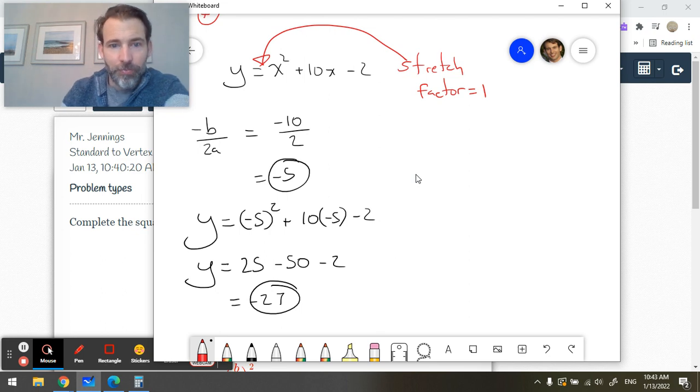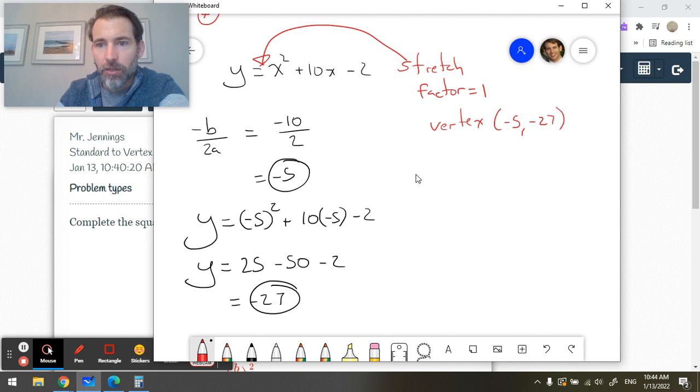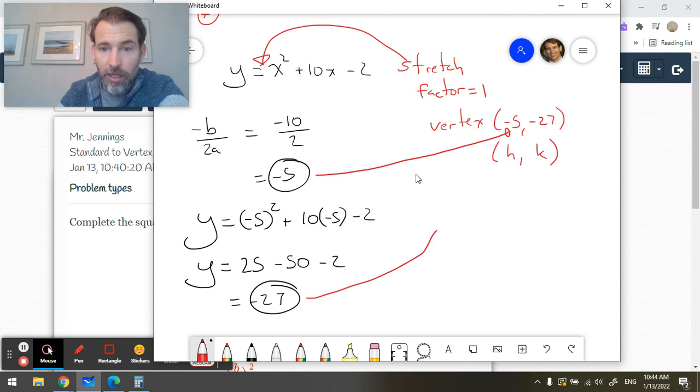Okay, now, I know it has a stretch factor of 1, and it has a vertex at negative 5, negative 27. Usually where I write down the vertex is (h, k). These are the letters we use for the vertex. These numbers came from negative b over 2a, and then substituting that into the quadratic to solve for what y is.